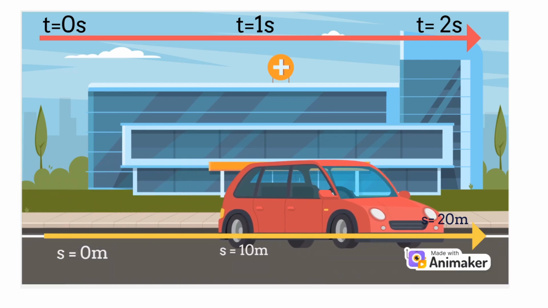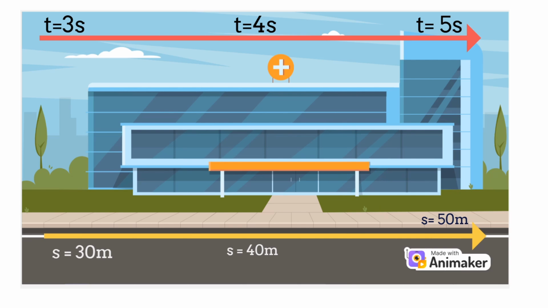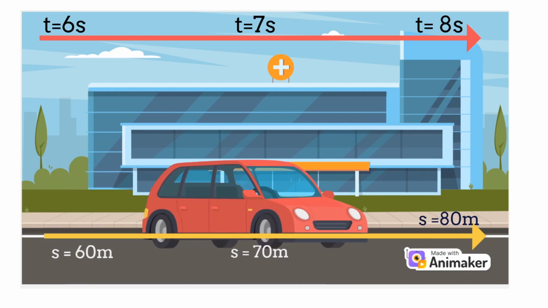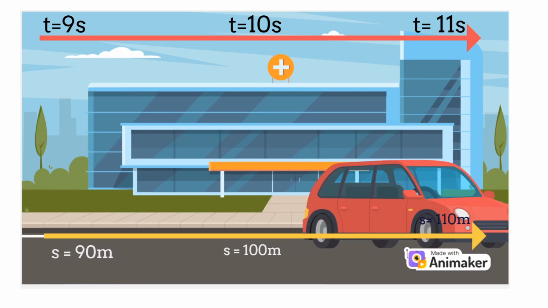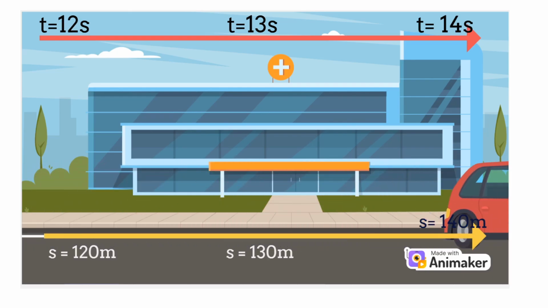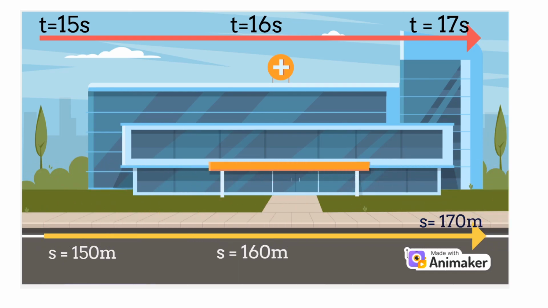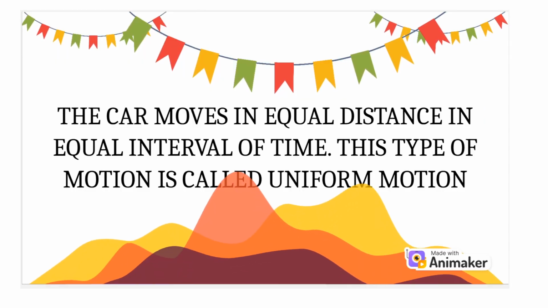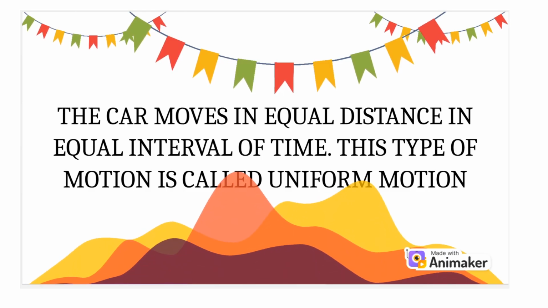In this video, you can see that the car moves an equal distance of 10 m in each second. That is, in 1 second the car moves 10 meters and in the next second, the car moves 10 more meters, that is, in 2 seconds the car moved 20 meters, and when the time reached 3 seconds the car moved 30 m. That is, the car moves equal distance in equal intervals of time. This type of motion is called uniform motion.